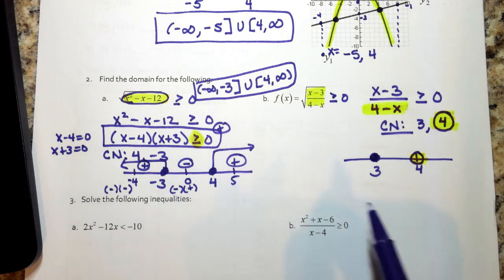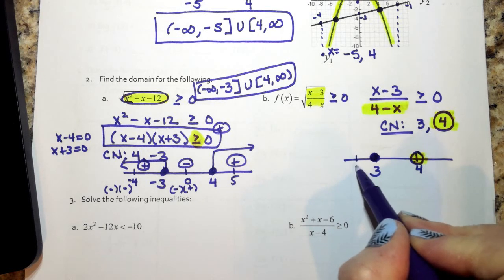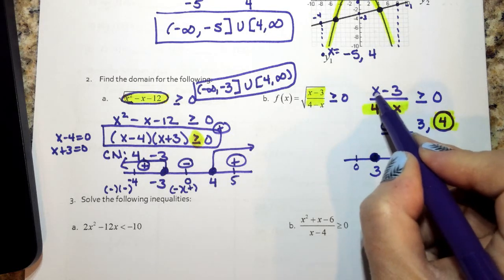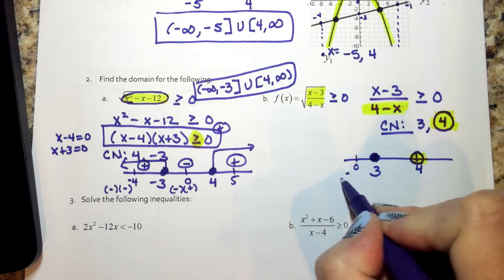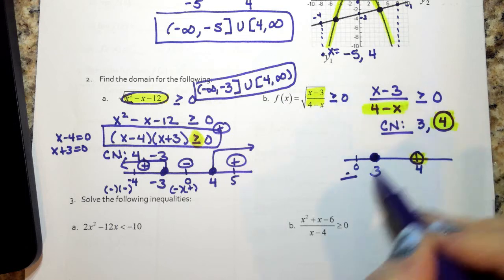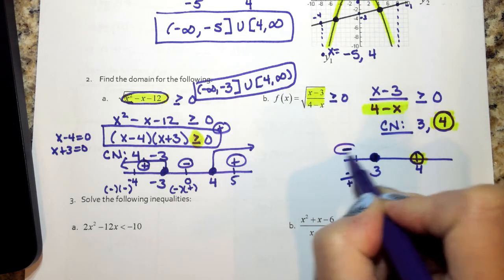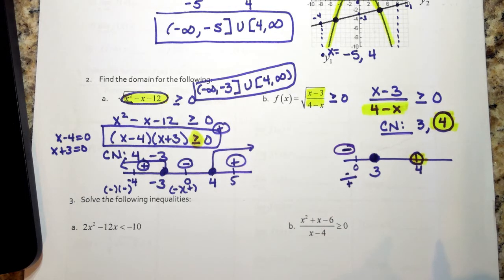So just like we did in the previous example, you need to pick a number less than 3. I'm going to go ahead and use 0. Plug it in for x. 0 minus 3 gives me a negative number in the numerator. 4 minus 0 gives me a positive number in the denominator. So I know numbers less than 3 will give me negative numbers.